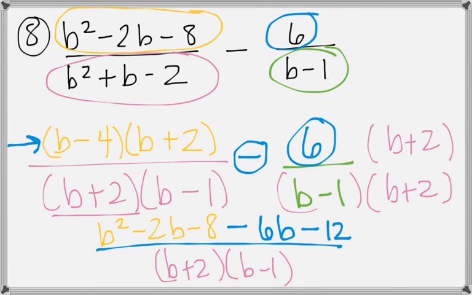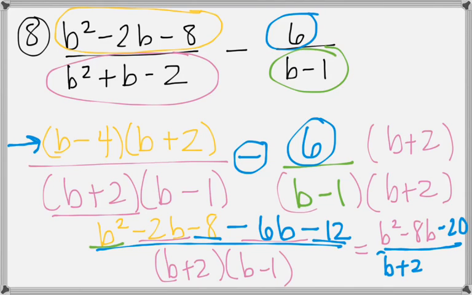Does anybody see anything else that I can do? Like terms. Does the b squared have any like terms? No. What about the negative 2b and the negative 6b? When I put those together, I'm going to get b squared minus 8b. And what's left here? The negative 8 and the negative 12. Put those together and I get negative 20. Okay. So b plus 2 and b minus 1 are still on the bottom. We haven't done anything to them since we got a common denominator.